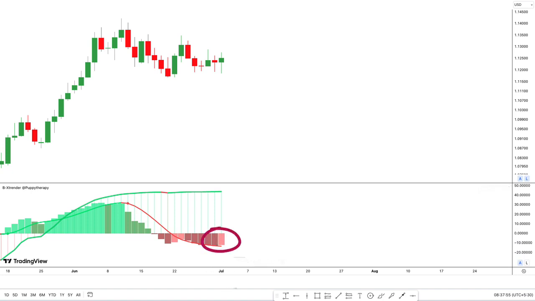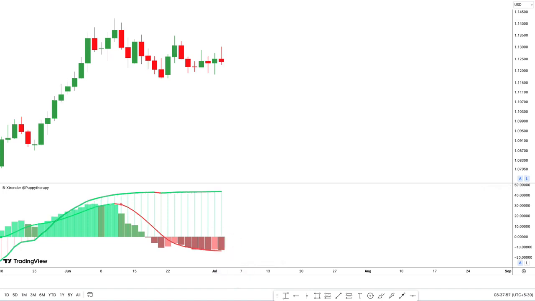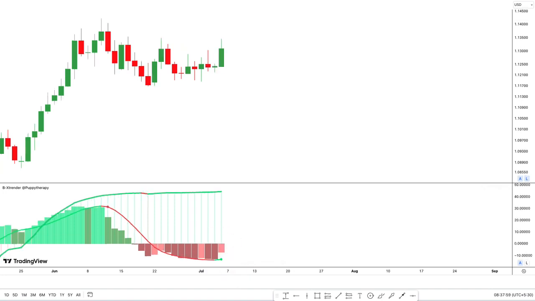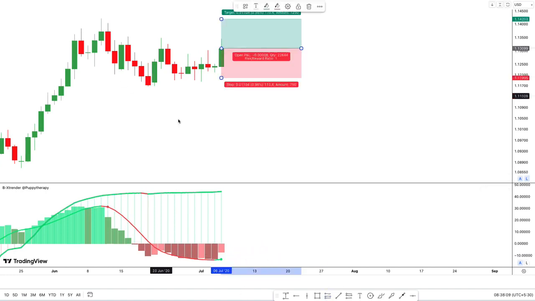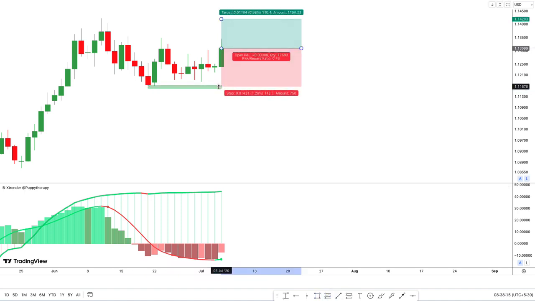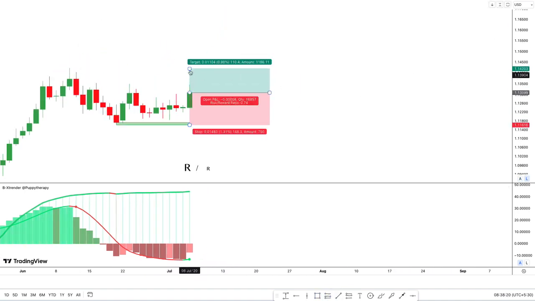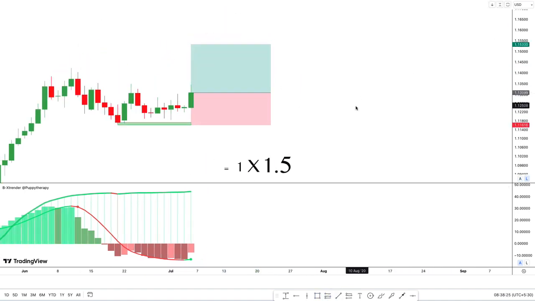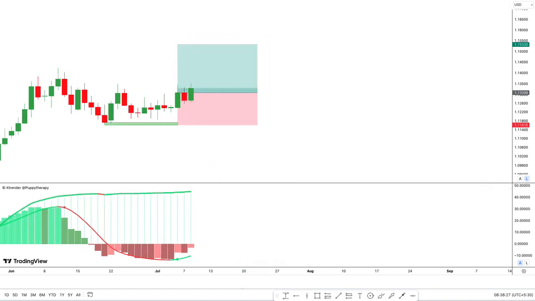This tells us that there might be an explosive move coming soon to the upside. Next, we want to wait for our trigger, which will be this green dot. Once we get that trigger, we will execute our buys and we will set stops below the recent swing low and target a 1:1.5 risk to reward ratio. Let's see how this trade plays out.